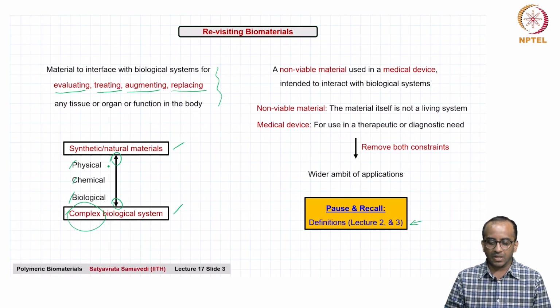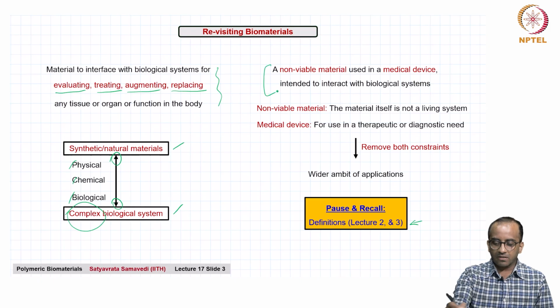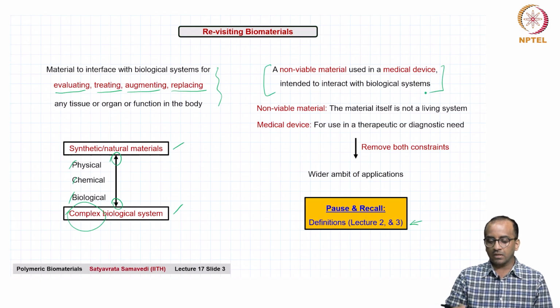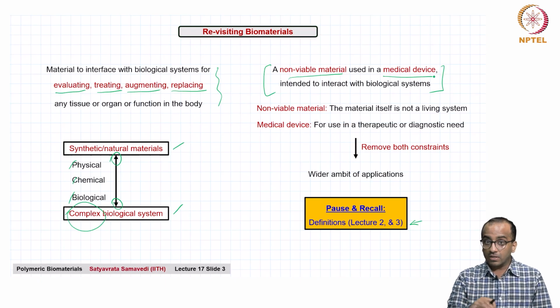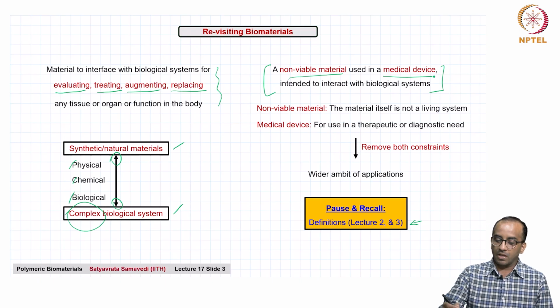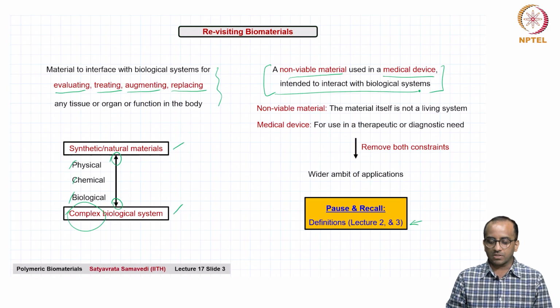Now, another way to think about biomaterials that we have seen earlier is that it's a non-viable material on its own used as part of a medical device. This is a very, very important idea we have seen earlier, where we have noted quite often in this course that biomaterials are seldom used on their own. They are typically integrated into a device, and typically multiple materials will have to come together to achieve a specific function as part of a clinical application that is intended to interact with biological systems.